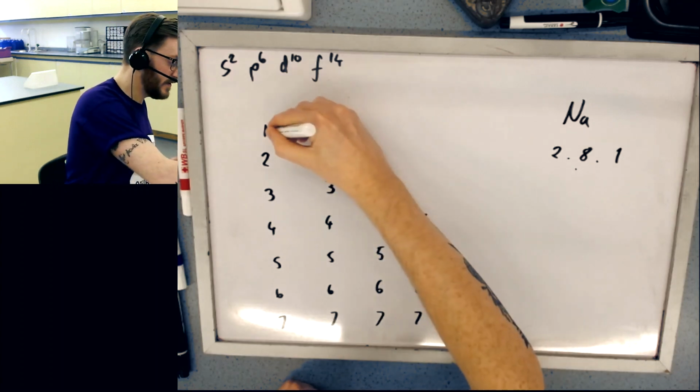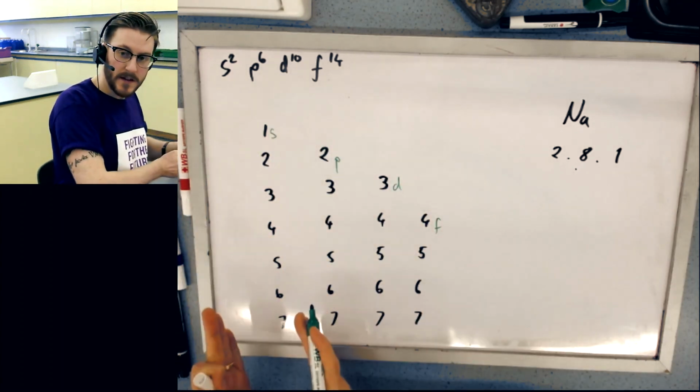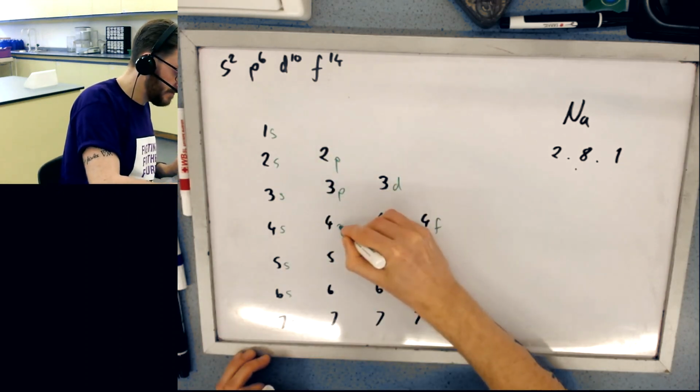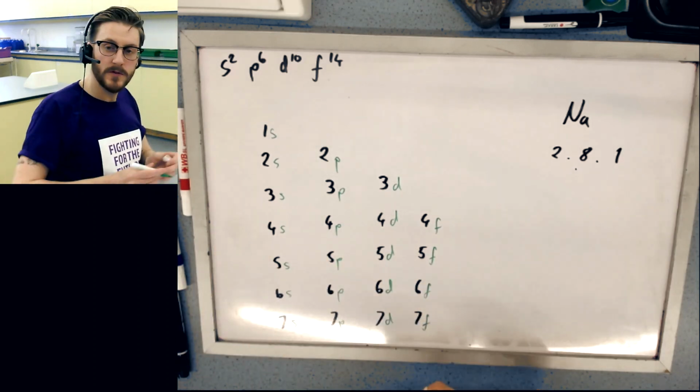I have S, P, D, and F. And everything in this first column is an S orbital. Everything in the second is P, the third is D, and the fourth is F. Super people don't fail.